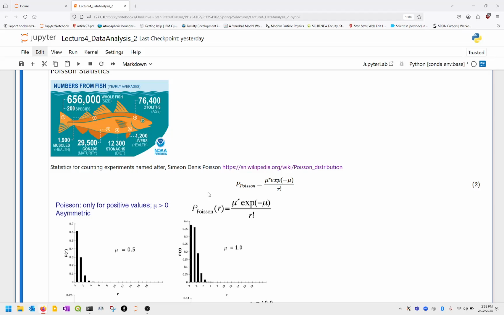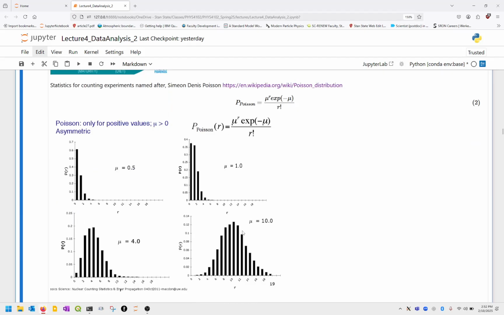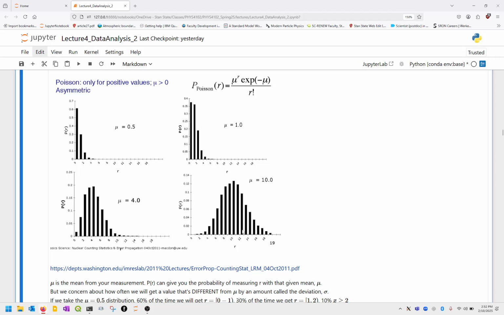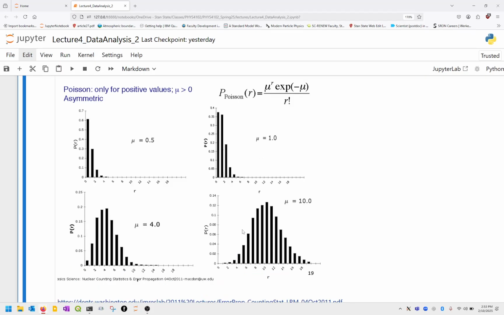Don't worry about how this function gets calculated. Let's just look at what it looks like. If mu is 0.5, you're on average expecting only half an event. The chance for the number of events you observe to be between 0 and 1 is going to be about 60%. Sorry about the bad pictures here. Now you can see it, around 0.6.